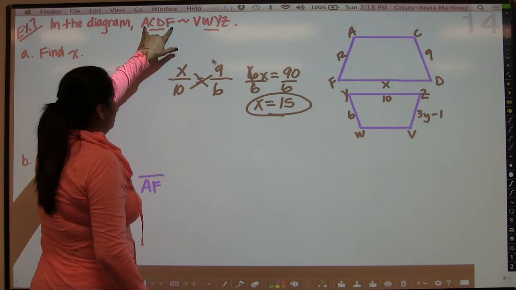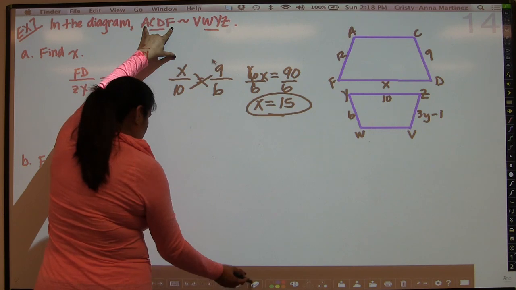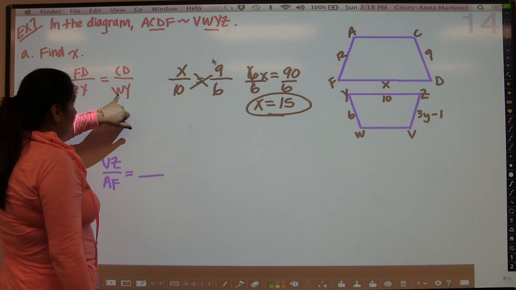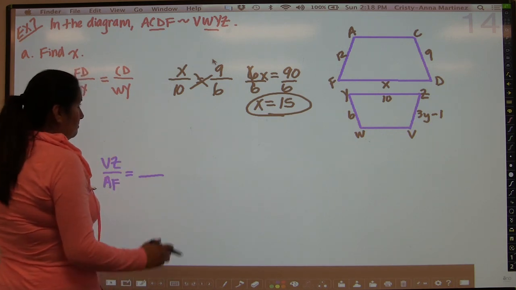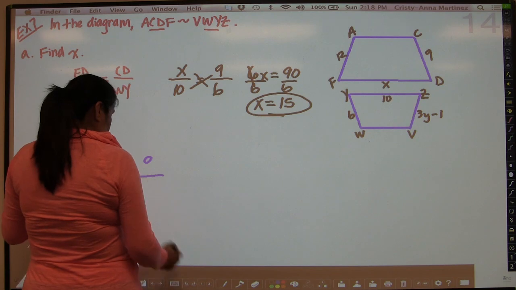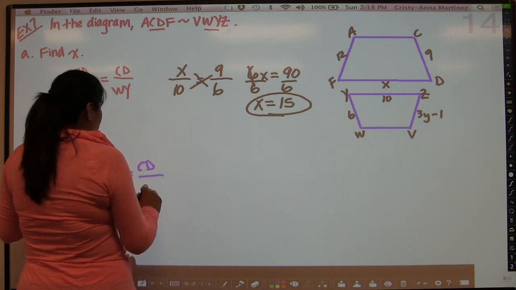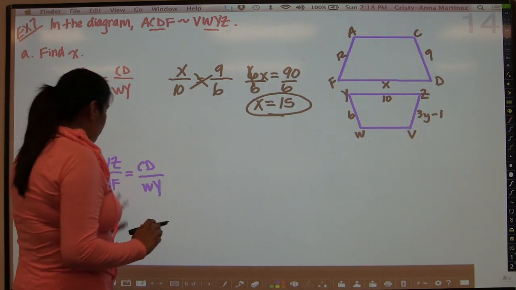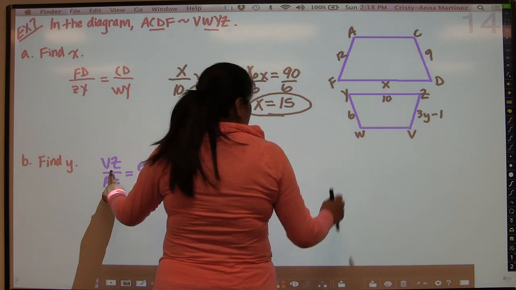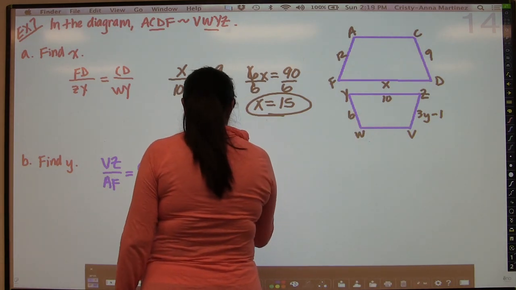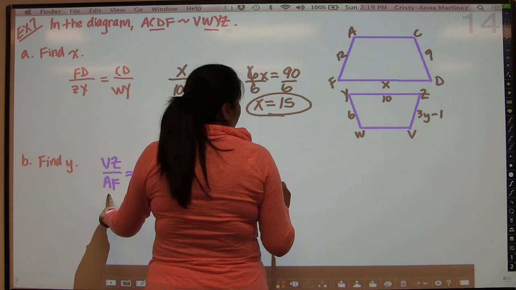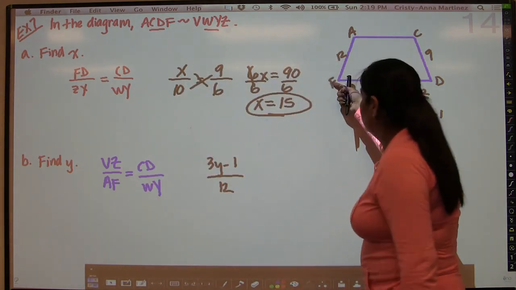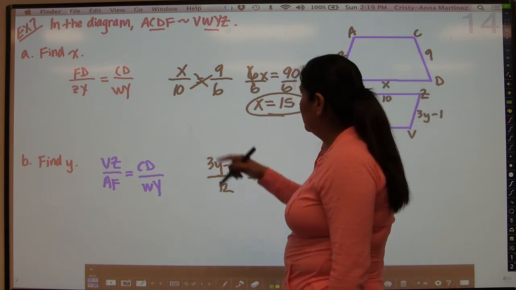Okay, and since A and F are here, oh, sorry, we did AF. My bad. We're going to use the same one that we used in the previous problem, which is that CD is 9, and so that's going to go up here. CD is 9, and then WY. All right, so now we're going to plug in what we know. So VZ we know is 3y minus 1. AF is 12. And then we already knew from before that CD was 9.